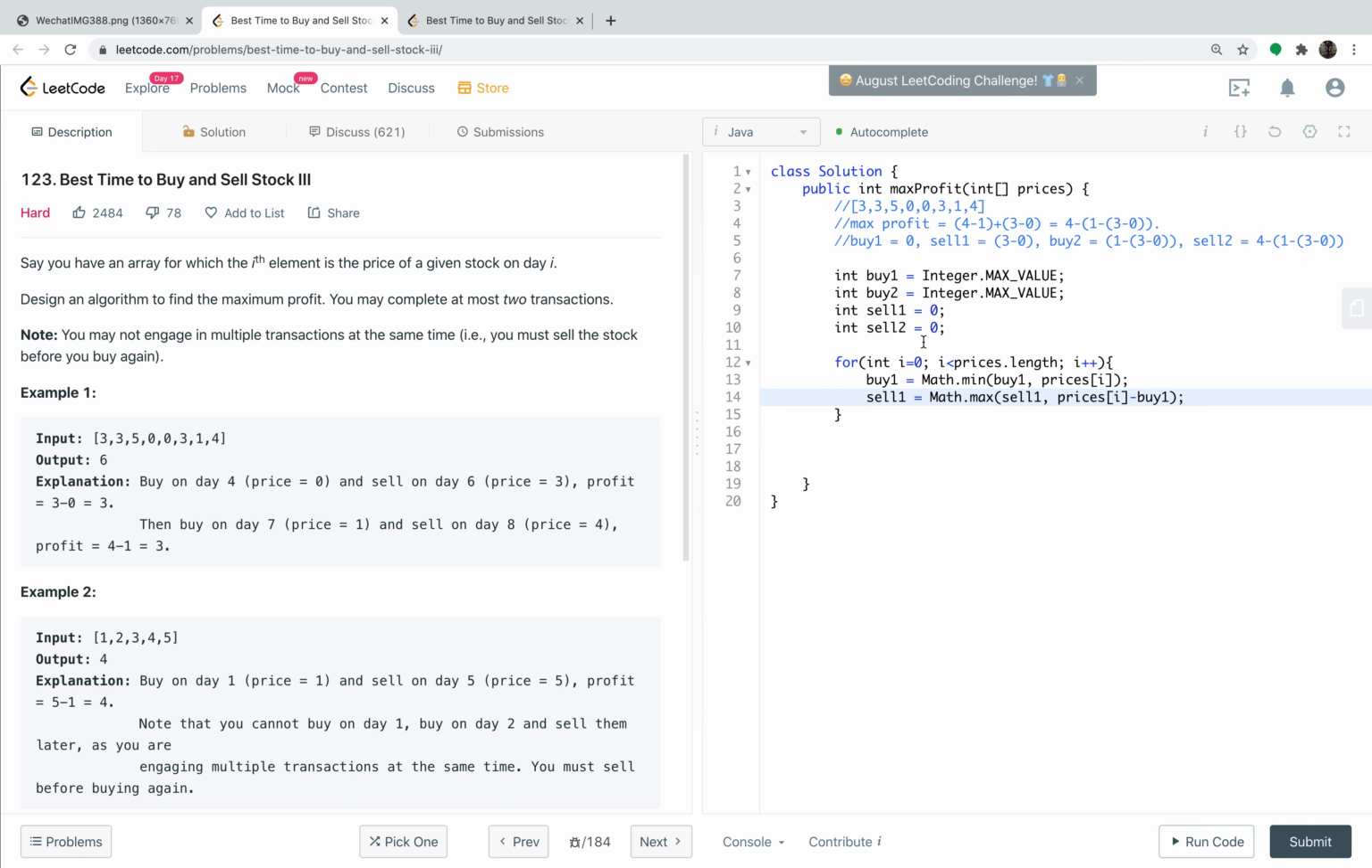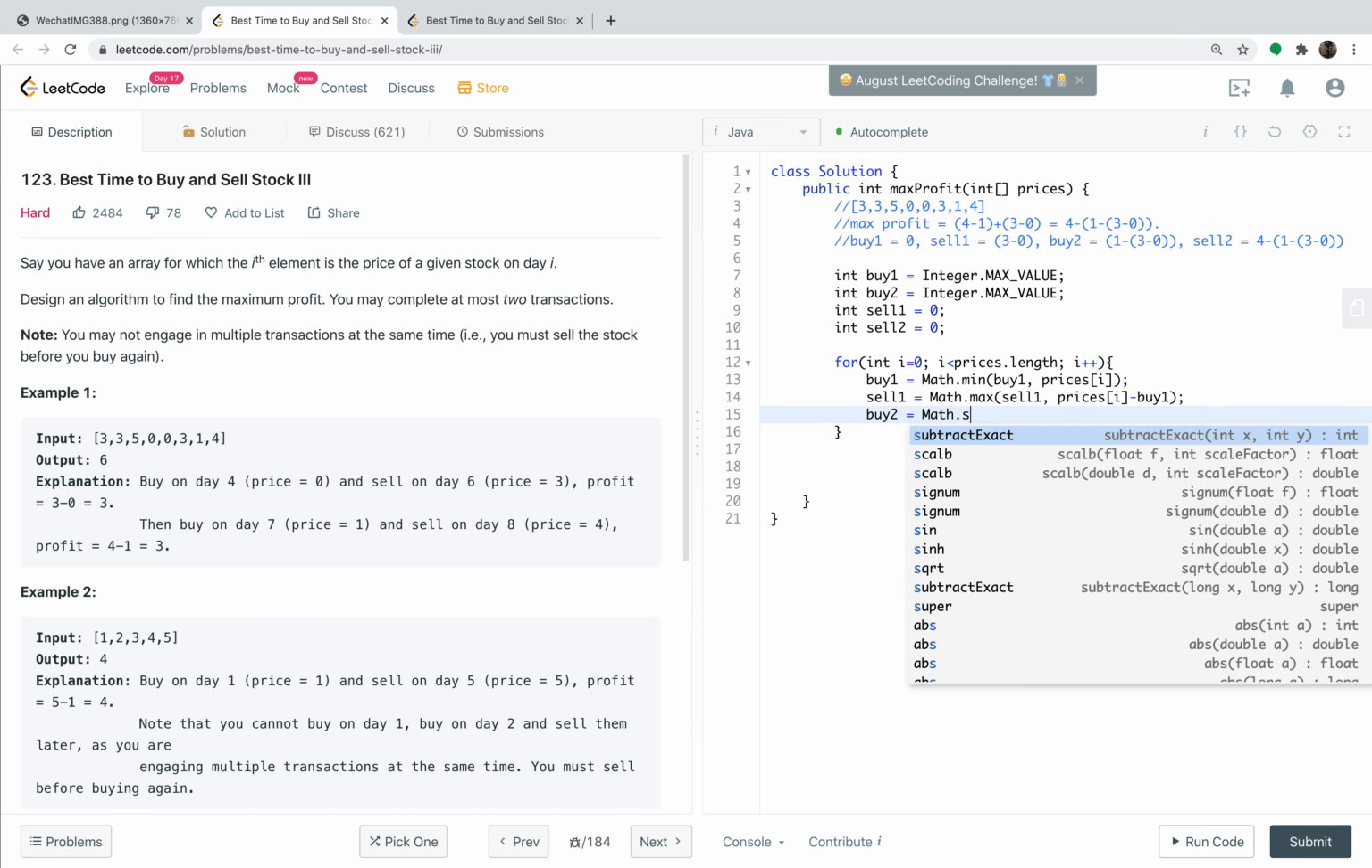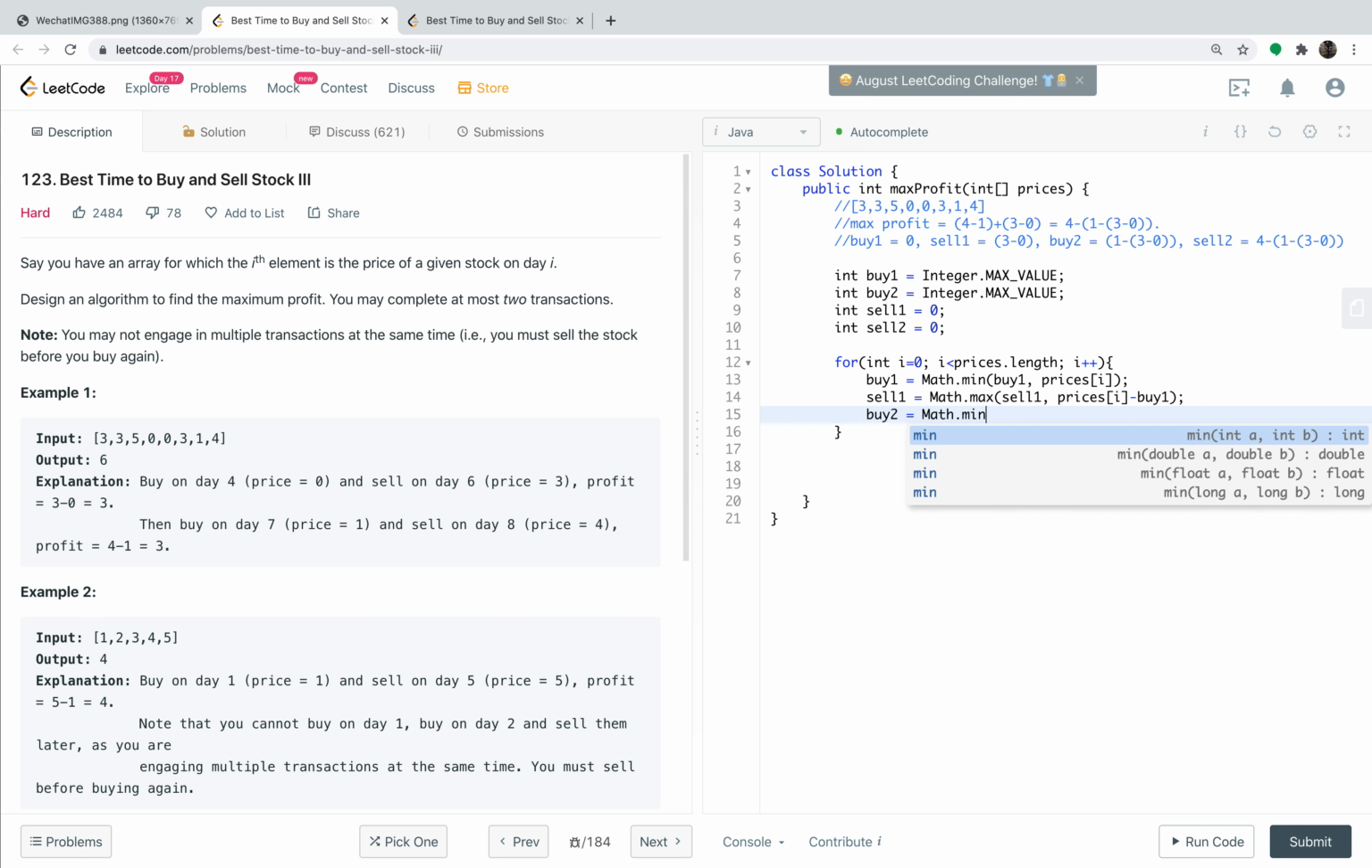So as we can see, the high-level idea is shown here. If we find buy one as small as possible, then we can get sell one as large as possible, because if buy one is smaller, then the price minus buy one is larger. So this is a kind of transition to the second transaction.